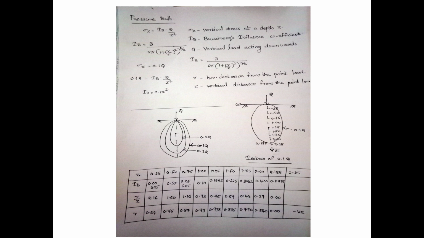An isobar is a curve joining the points of equal stress intensity. Or in other words, we can say isobar is a contour of equal stress. It has a shape of an electrical bulb or an onion. The curved surface is symmetrical about the vertical axis passing through the load point.